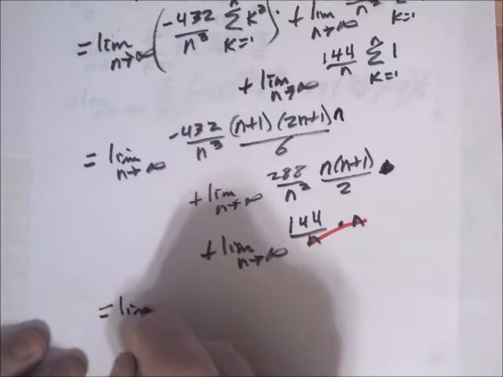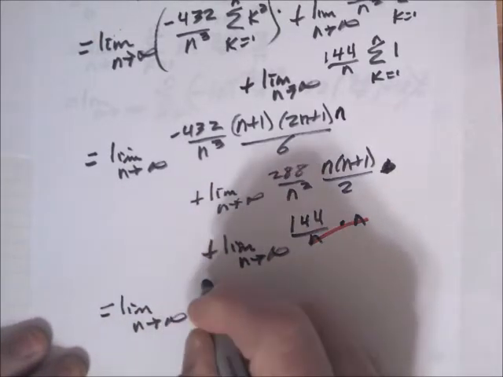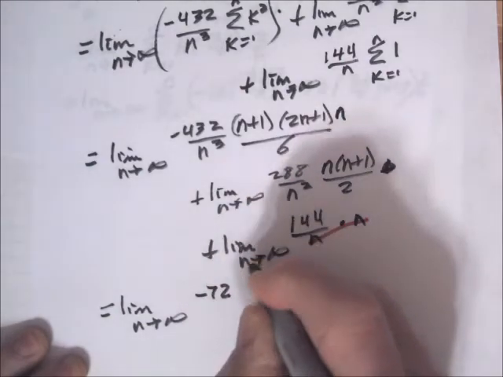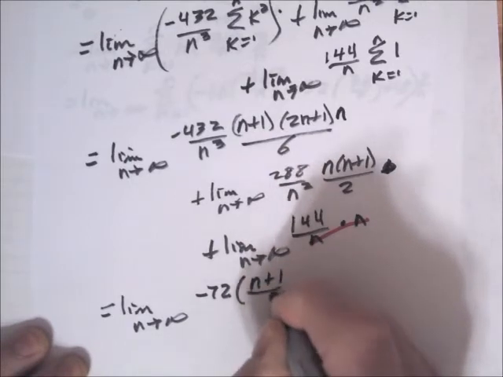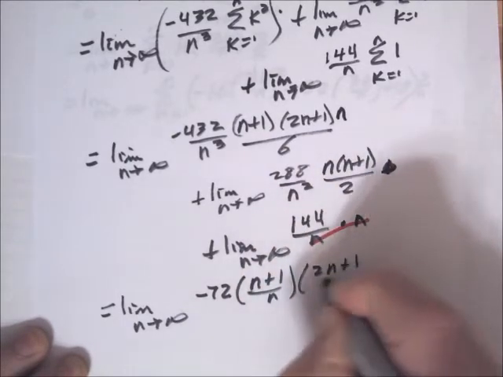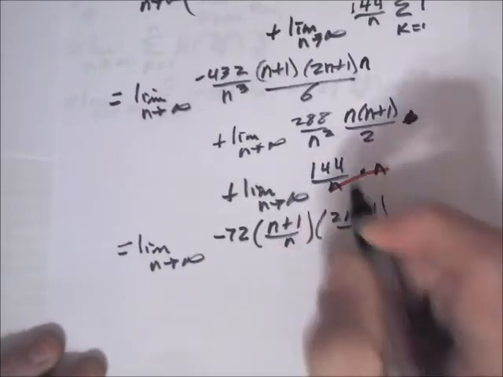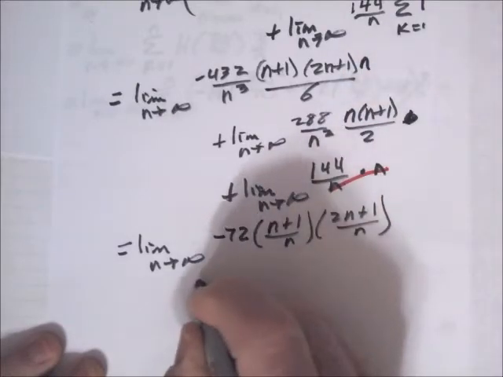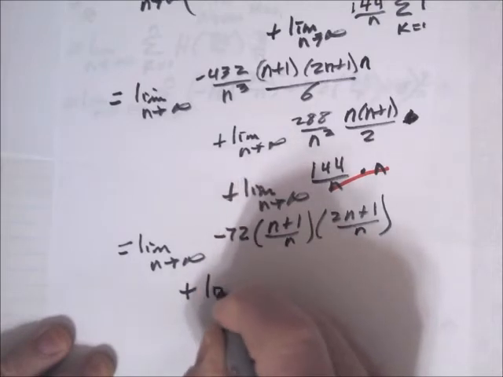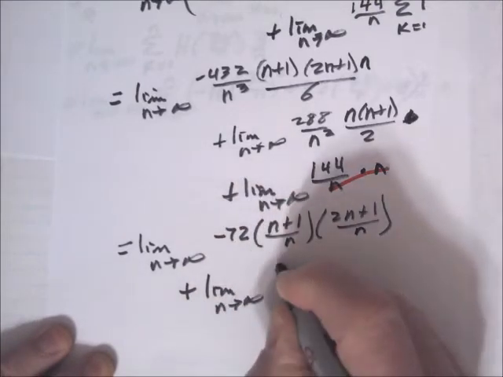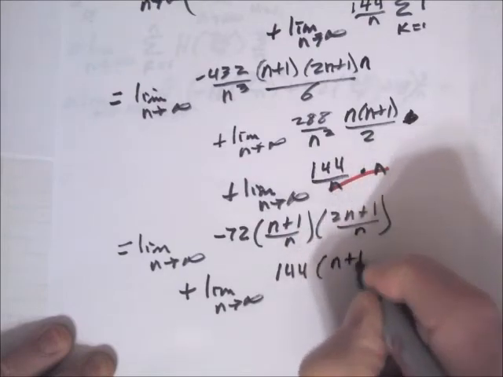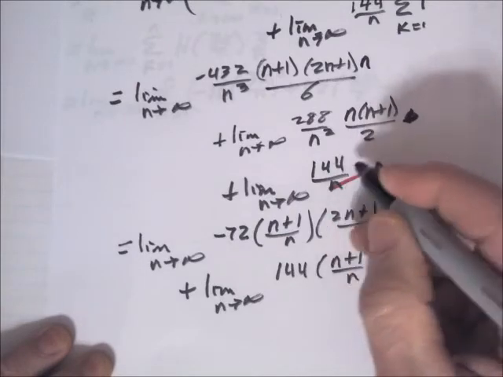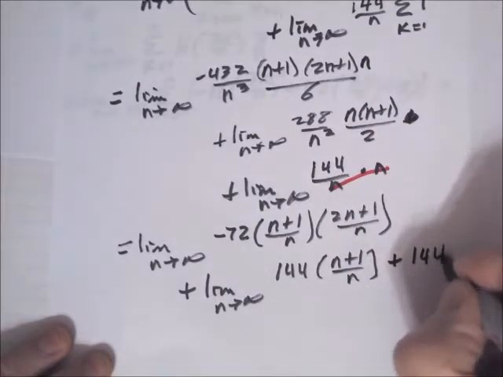Okay, so we'll have the limit as n goes to infinity of minus 72. One of the n's cancels. We can write n plus 1 over n, 2n plus 1 over n. One of the n's will cancel here. 2 into 288 goes to 144. So I have plus the limit as n goes to infinity, 144 times n plus 1 over n. The limit of a constant is just that constant, so that's plus 144.